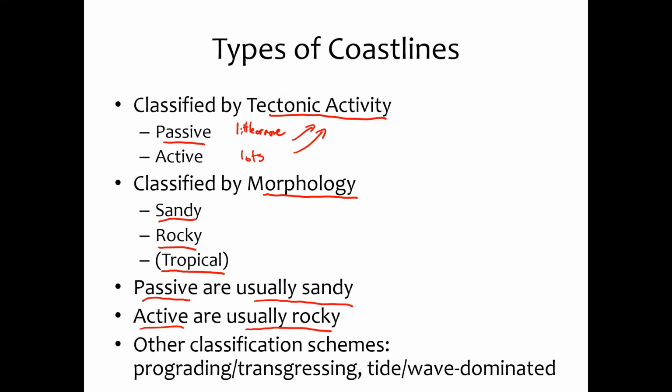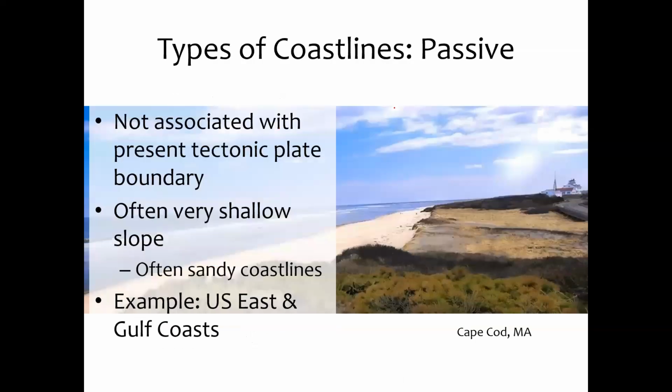There are other classification schemes, and we'll just briefly mention some of them that are related to what's happening with sea level, whether the land is moving outward, that's prograding, or whether the sea is moving inward, that's transgressing, or whether the coastlines are more dominated by tides or by waves, and that changes the way that they look. But that's the next level of geoscientific thinking. We're going to start by just talking about tectonic activity and morphology, sandy or rocky.